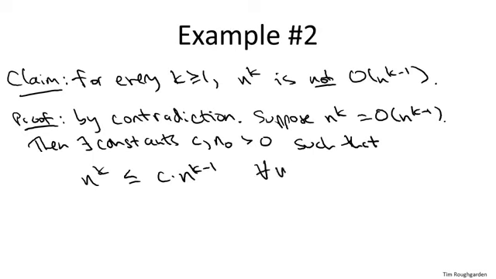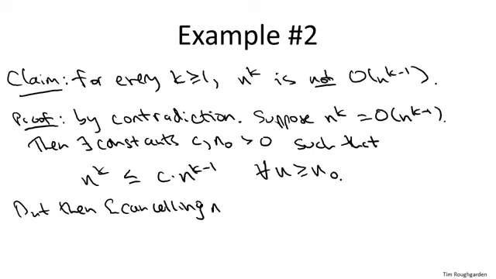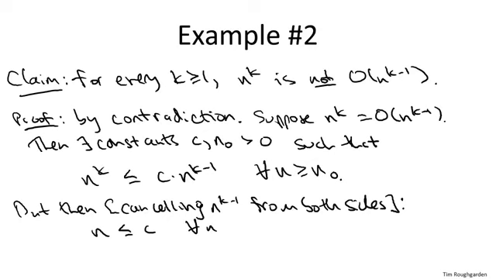So from this, we need to derive something which is patently false. That will complete the proof. And the easiest way to do that is to cancel n^(k-1) from both sides of this inequality. And remember, since n is at least 1 and k is at least 1, it's legitimate to cancel this n^(k-1) from both sides. And when we do that, we get the assertion that n is at most some constant c for all n at least n_0. And this now is a patently false statement. It is not the case that all positive integers are bounded above by a constant c. In particular, c plus 1, or the integer right above that, is not bigger than c.